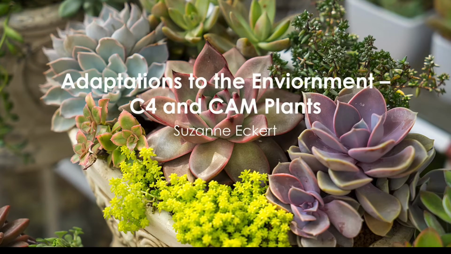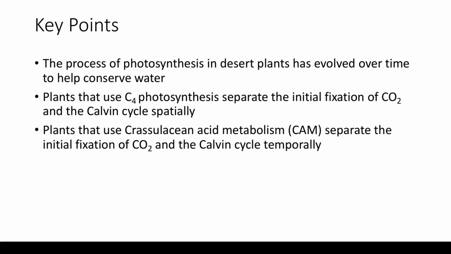Adaptations to the environment in C4 and CAM plants. The key points you should understand by the end of this presentation are as follows. The process of photosynthesis in desert plants has evolved over time to help conserve water. Plants that use C4 photosynthesis separate the initial fixation of carbon dioxide and the Calvin cycle spatially. Plants that use crassulacean acid metabolism separate the initial fixation of carbon dioxide and the Calvin cycle temporally.